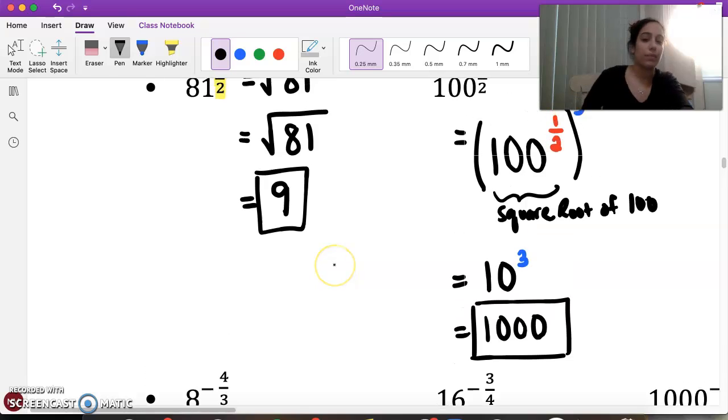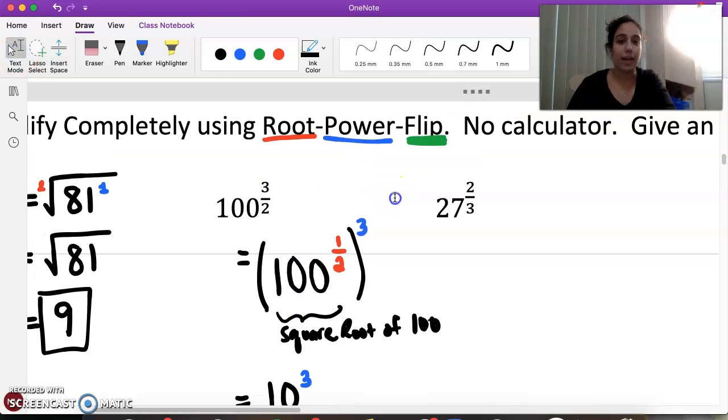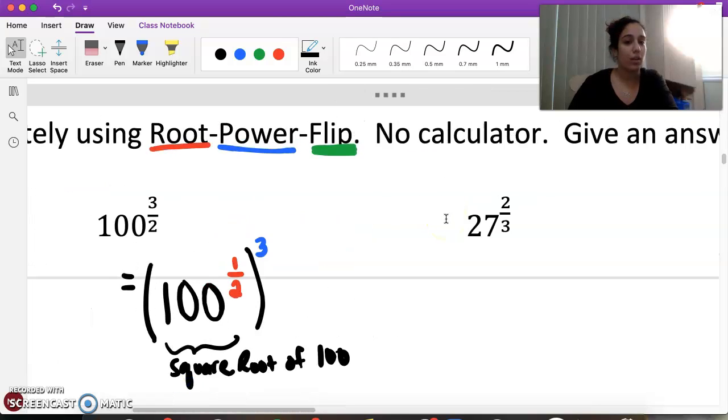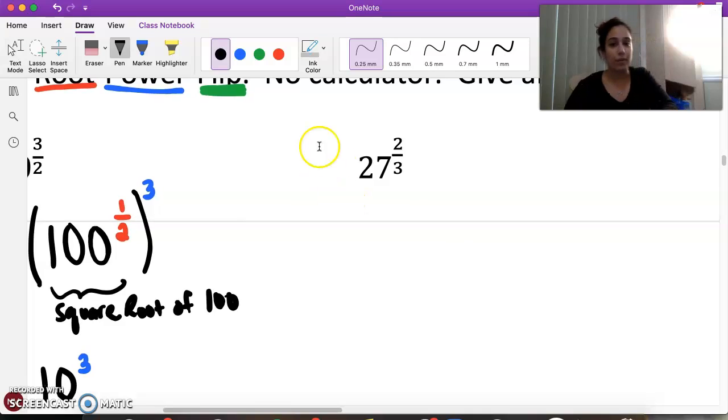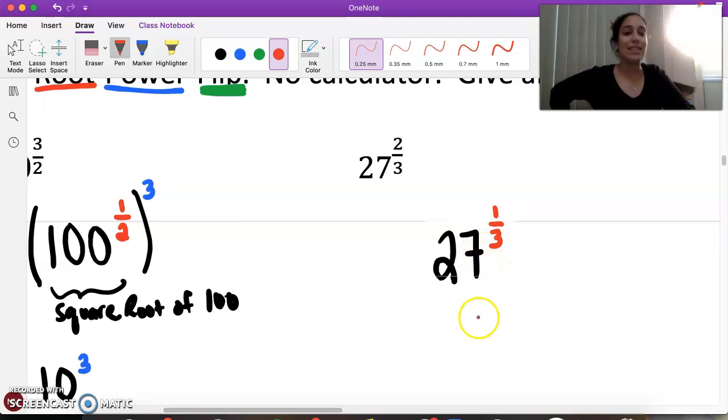Let's do another one with root power flip, but there's no flip here, just root power. So here we have 27 to the 2/3 power. Well, what is my root? What is my power? Well, my root is 3, my power is 2. So I'm going to split this. Same base, 27. I'm going to raise it to the root of 1/3. Remember, the root always stays in the denominator. It is not cubed. It is to the 1/3 power.